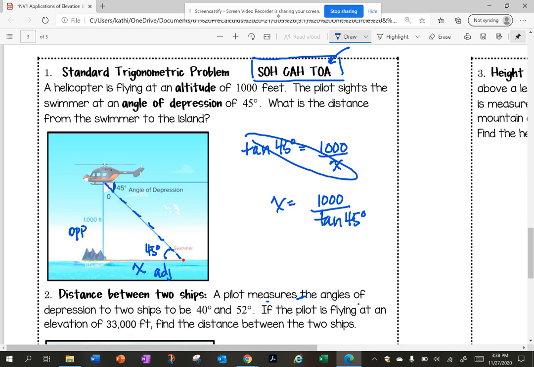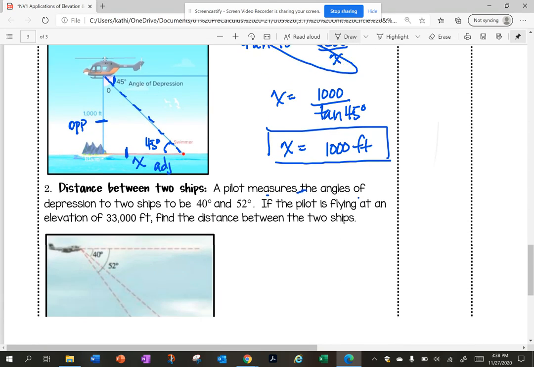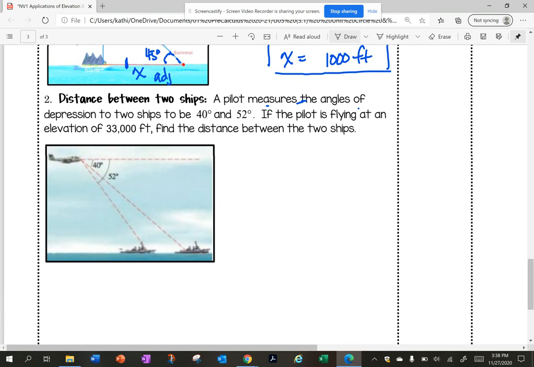Since my question is in degrees, you want to make sure that your mode is in degrees. And I get x equals 1,000 feet. For word problems, make sure we're using units. I should have also recognized that this is a 45-45-90 triangle, and these two sides are congruent. Okay, so that's from geometry. So let's move into pre-calculus, where we have multiple triangles in the same problem.